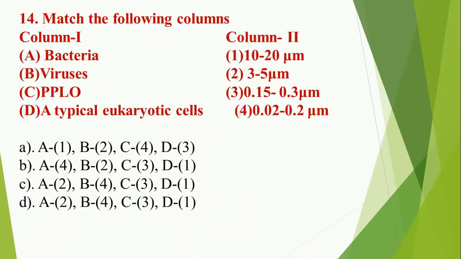Last but one, you have to match the different types of cells with their size. A direct question again from NCERT. My dear students, I have given a table of all the cells with their size in my lecture video. Please go through it. So the answer is C. Bacteria is the smallest cell, but even smaller is the PPLO, which is pleuropneumonia-like organism. Yes, that is mycoplasma. That is the reason PPLO is 0.15 to 0.3 micrometer, which is smallest. But generally, bacteria are the smallest cells, which are 3 to 5 microns in size.